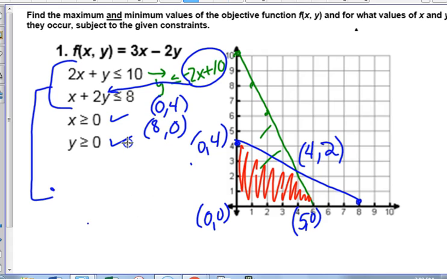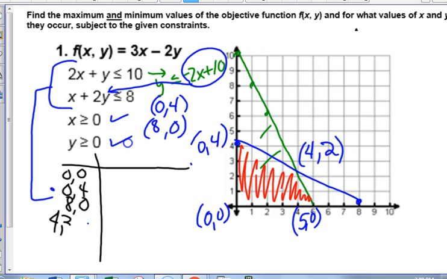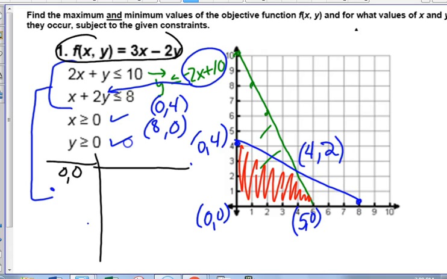Plug it in. I like to make a little chart. I'll even give you a little chart on the test to help you organize your thoughts here, but the corners were 0, 0, 0, 4, 8, 0, and 4, 2. Thank you, Kristen. Nice job. Okay, what's the expression we need to evaluate? 3x. Okay, so start typing that in and see what you get.